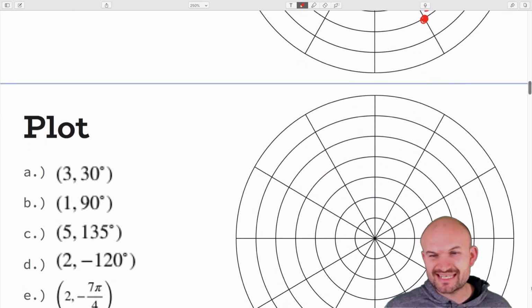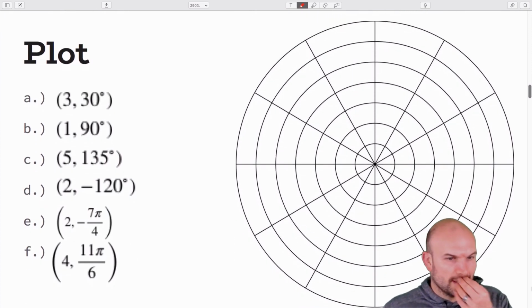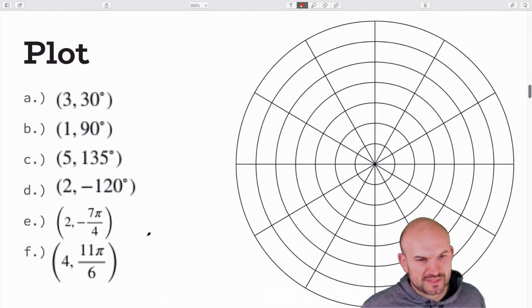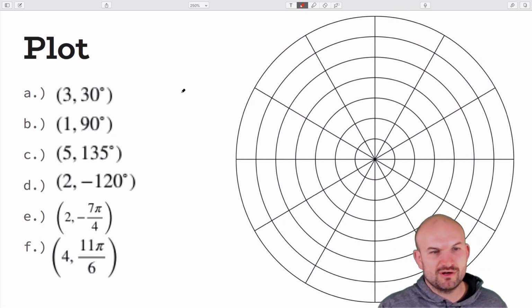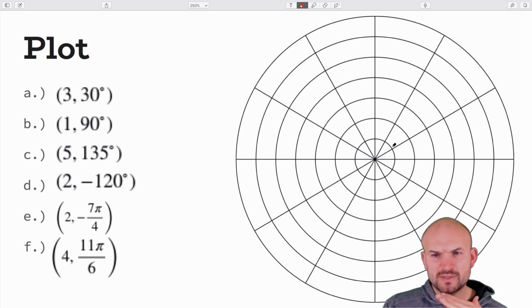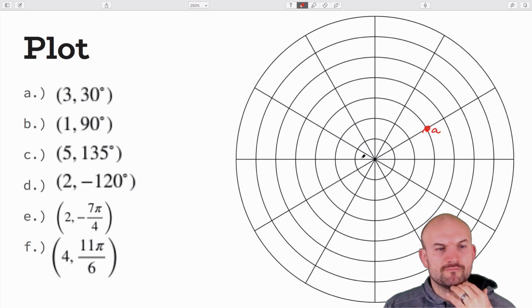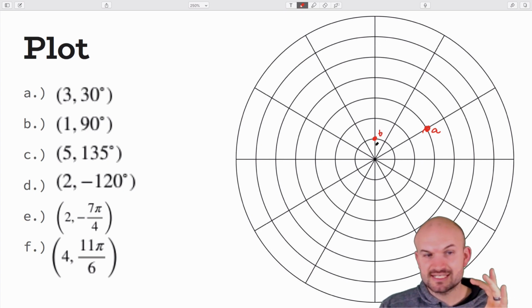Then I gave the students some examples and said, let's go and practice them. A lot of students didn't have issues with this, except when we got to the radians, where they forgot how to work through that. But let's go and plot these. I'll label them A, B, and C. The first one is 30 degrees, and we'll go 3: 1, 2, 3. I'll label this as A. For B, that's at 90 degrees, a distance of 1.